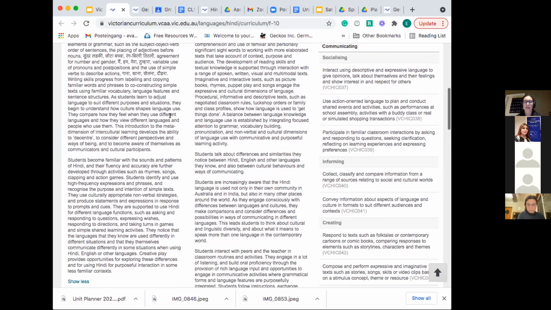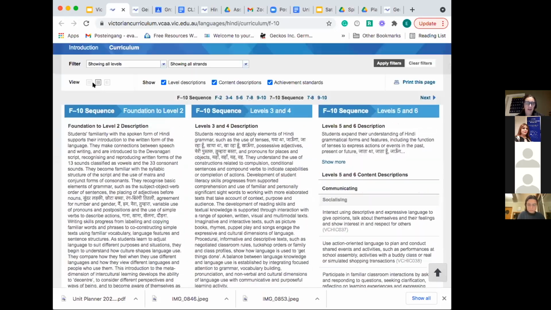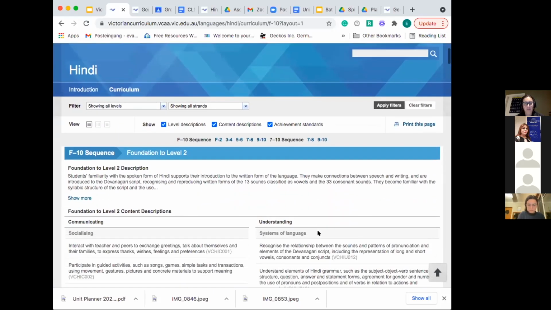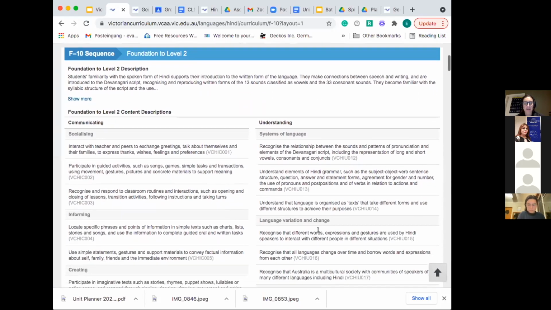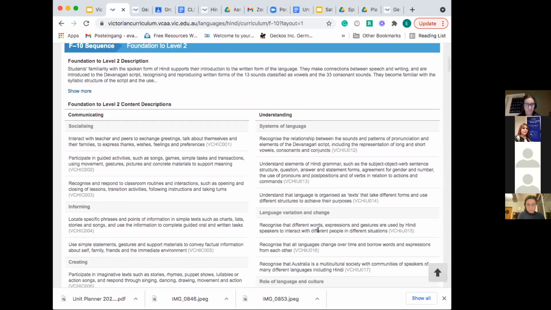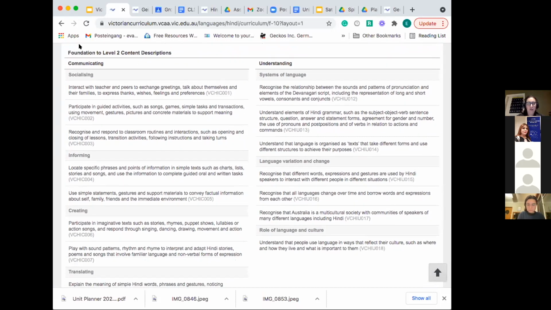Let's look a little bit down here, and I make it in a different format. So you can change the format, and we look just to have an idea on the foundation to level 2 curriculum. We have 2 strands. That means 2 very important areas. One is communicating and one is understanding. So that symbolizes the 2 parts of language and language use.